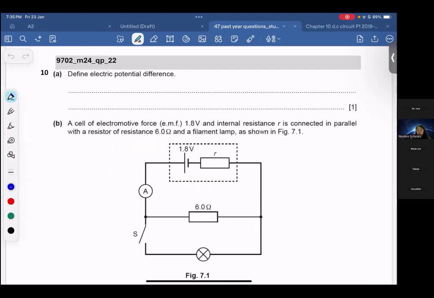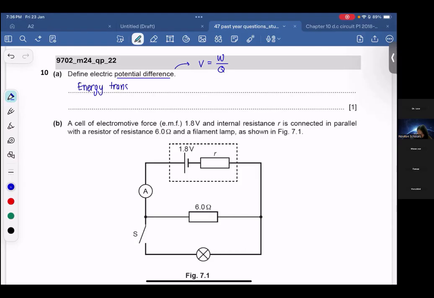Define the electric potential difference. Okay, we understand potential difference. A lot of definitions we can explain using a formula, but not all. For example, potential difference is the work done, or we say energy, per unit of charge. This is the formula for potential difference. So we say the work done, or energy transfer, in driving one coulomb of charge from one point to another point.